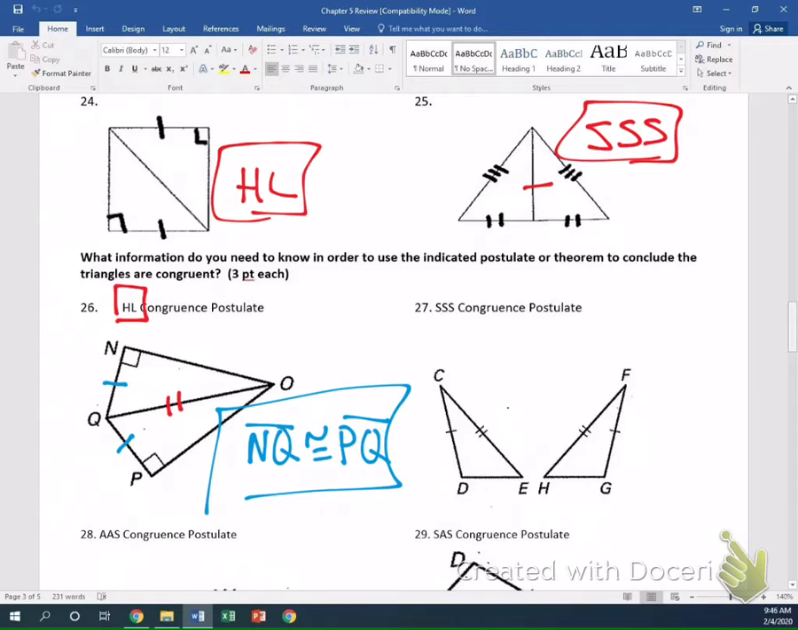So the next one, if I want to use side, side, side, what do I not have? The third side. So that would be these guys down here. DE. So DE. Oh, you just do it congruent? Yep. Just make those two congruent. All right. Questions on those? There's one of each one, I believe.